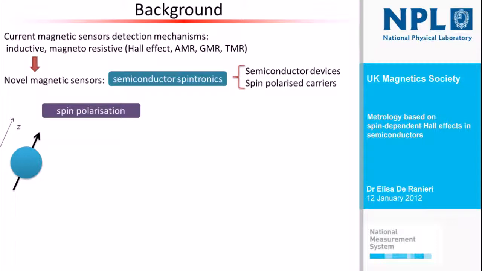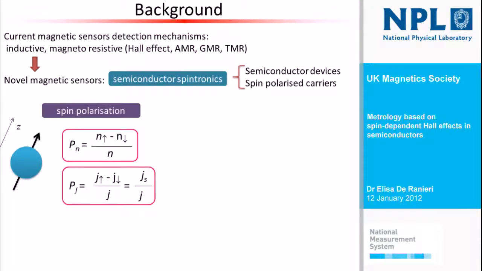Some key concepts in spintronics are obviously the spin polarization of the charge carriers, which is a measure of the degree to which the spins of the electrons align with a given direction. And this can be described in terms of the number density of spin up and spin down electrons, or in terms of the current associated with the two types of carriers, spin up and spin down.